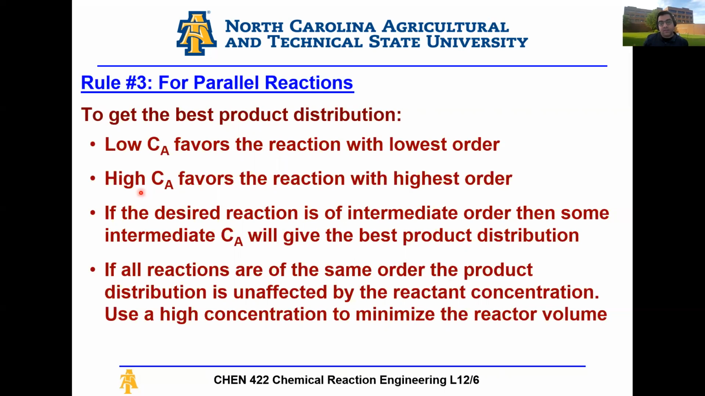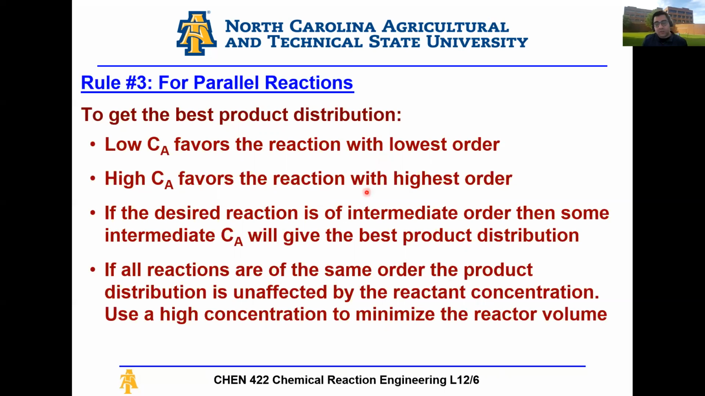Conversely, high CA is going to favor the reaction with the highest order. So again, if I have a parallel system of reactions, I have A goes to R, A goes to S, A goes to R is first order, A goes to S is second order. If I keep my concentration of A high, then I'm going to get more S because high CA is going to favor the reaction with the highest order.